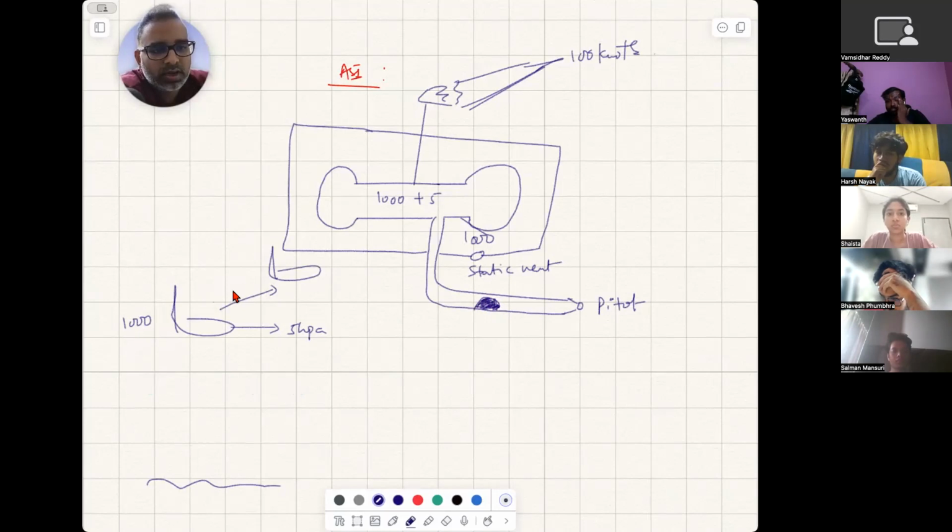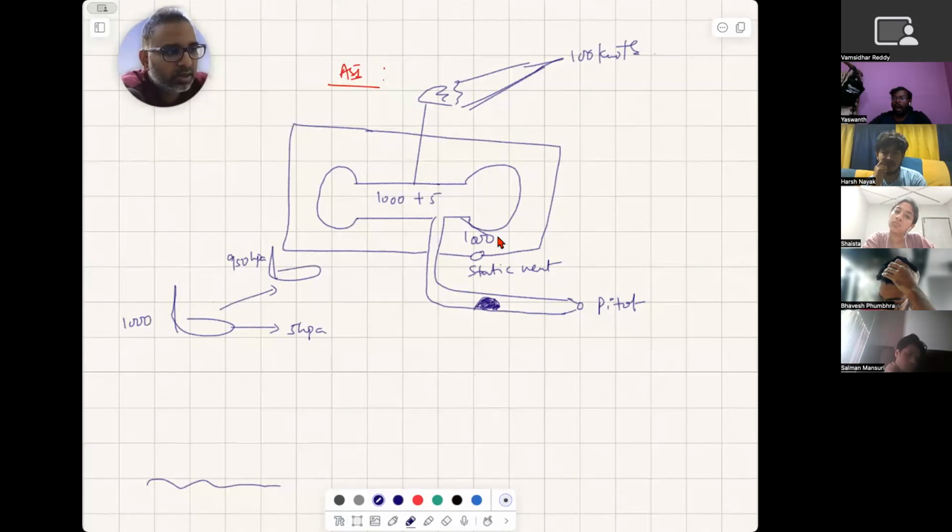If you climb, what happens to static pressure around the aircraft? Decreases. Let's say it is 950 hectopascals here. That means what went inside through the static vent was 1000, now it has become 950. Understood? But how did it become 950? Because air is thinner, so some air would have escaped from inside. Yes or no? Simple.